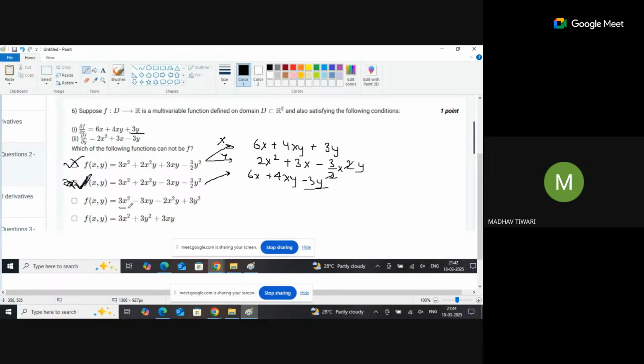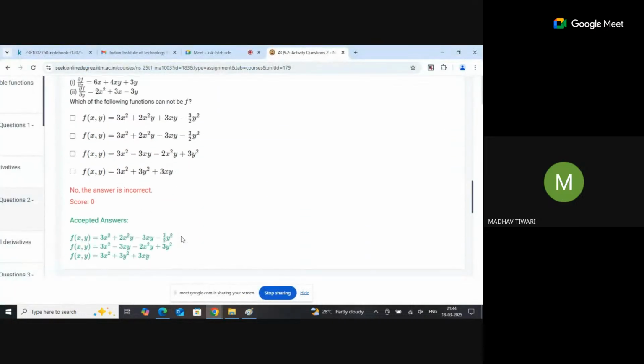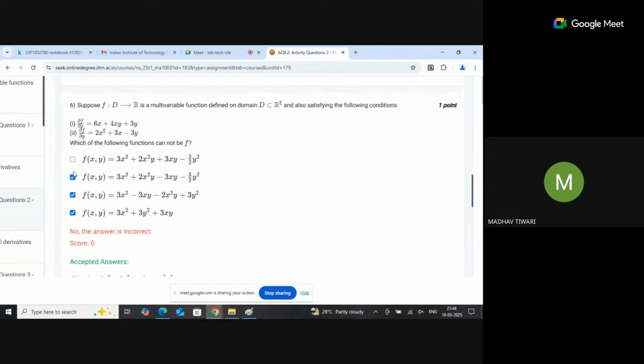Next is this one, 3x square minus 3xy. If I do the derivative, it is 6x minus 3y, minus 4xy plus 0. You can see that it is not matching with this, so it is also okay. Next is this one, 3x square plus 3y square plus 3xy. If I find the derivative, it will be 6x plus 0 plus 3y. So it is not matching with this, so it is also okay. So three options are correct, the last three, the first is not. We have to find out which cannot be f.